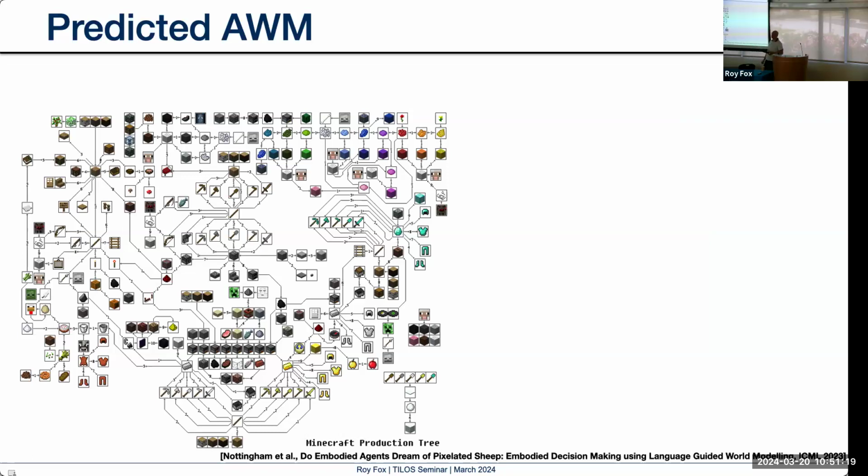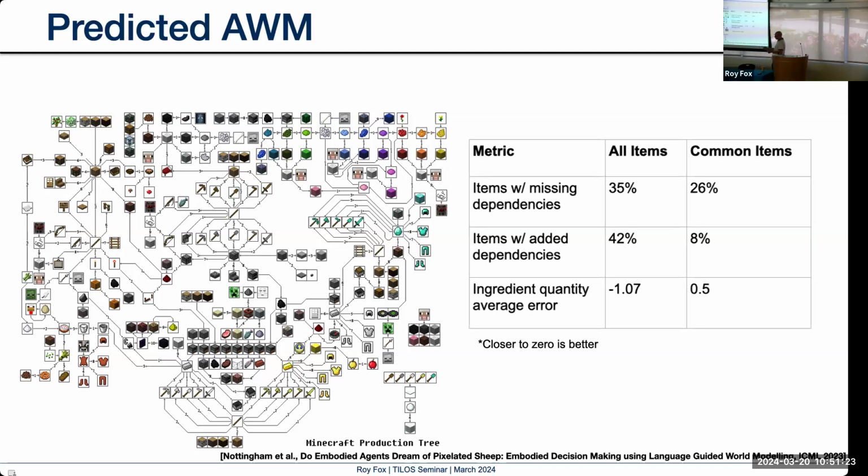This is the abstract world model that predicts. There are errors here. It's not all correct. 35% of the items are missing some dependencies. There are some added dependencies and some wrong quantities. But it's not as bad on common items that presumably appear more in the training data.